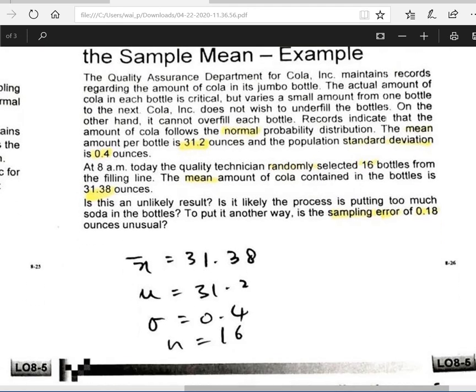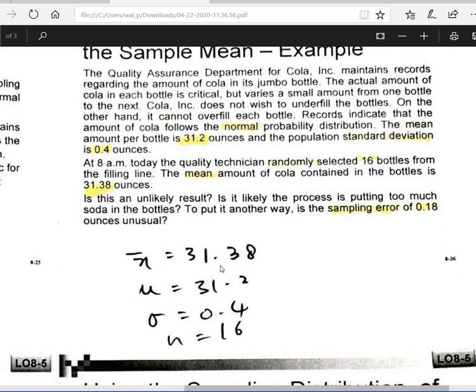So how we calculate is, first, I will extract the information from the question. Sample mean equal to 31.38. Why sample? Because at 8 a.m. today, I just choose one day, 8 a.m., 31.38. Population mean 31.2, because they say it follows the normal probability distribution, the mean is 31.2. Population standard deviation 0.4. Sample size 16, because they say randomly selected 16 bottles. n equal to 16.